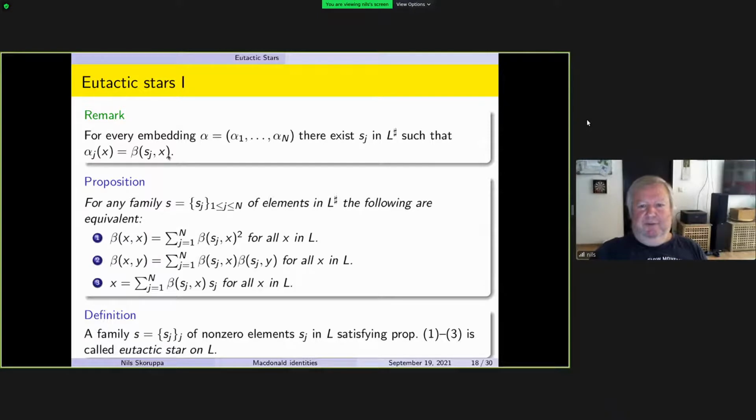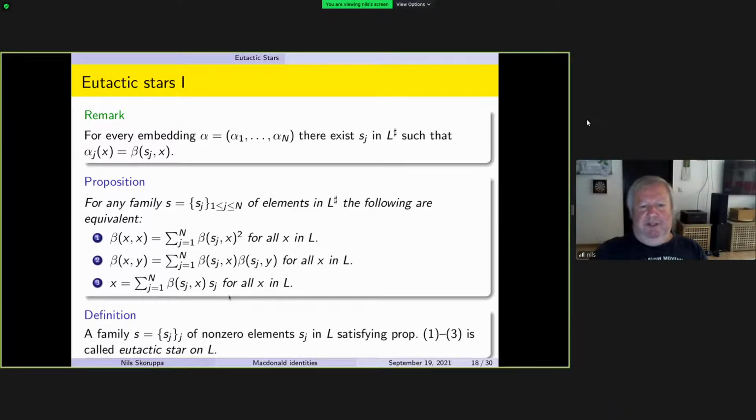And so then, since this is an isometric embedding into z to the n, you have, of course, that beta xx is equal to what I put here, the sum of beta Sjx squared. So that just means it's an isometric embedding. And so we look then at families of such elements in the dual lattice which satisfy this condition. And this condition can be described also in this way, as an identity for beta xy, or as a sort of pseudo orthogonal basis, so to speak, for the lattice L that we have. So these three conditions that I put here are all equivalent. And if you have some family of elements Sj in L sharp which satisfy one of these identities, then this is what we call a eutactic star in the theory of lattices.